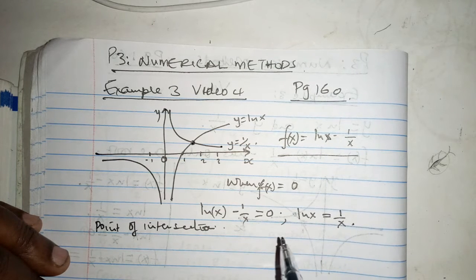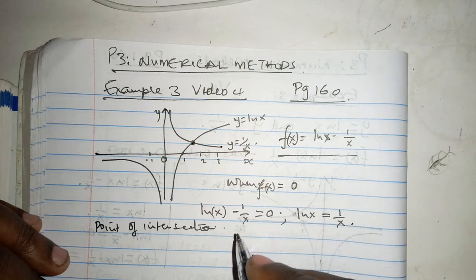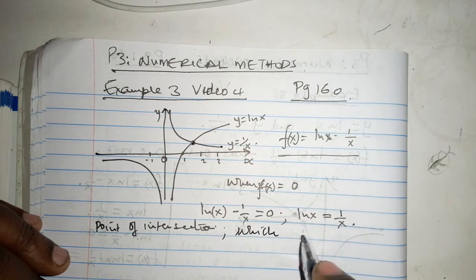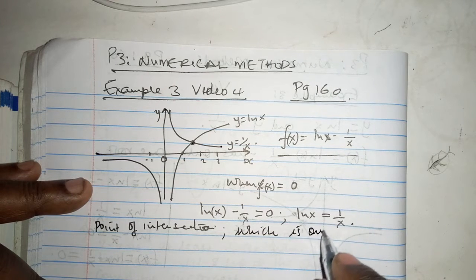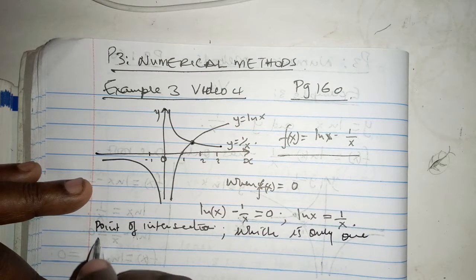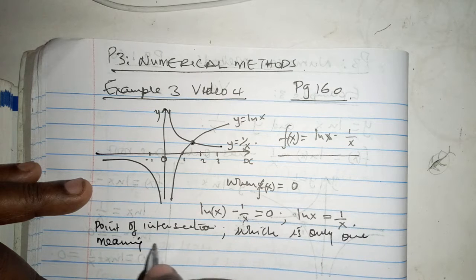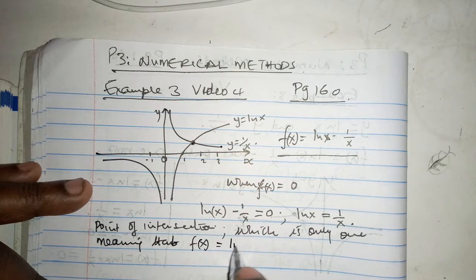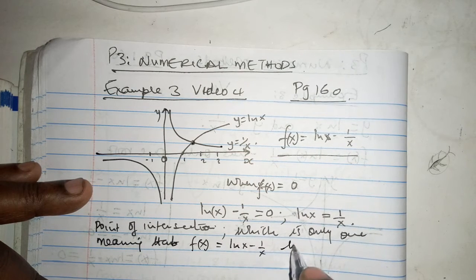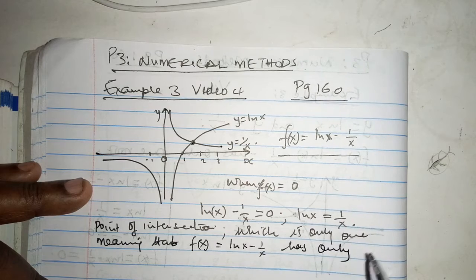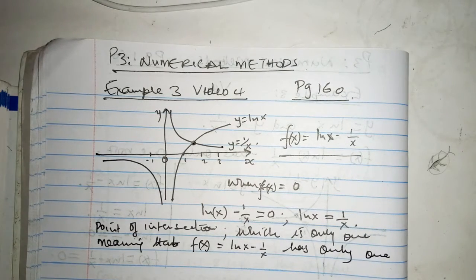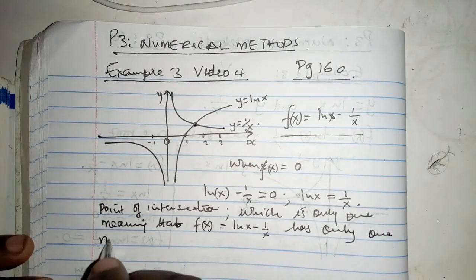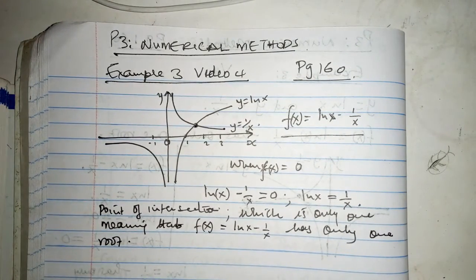So the fact that they intersect at only one point of intersection, which is only 1, means that f(x) equals ln x minus 1 over x has only one solution, has only one root, and that is just like it.